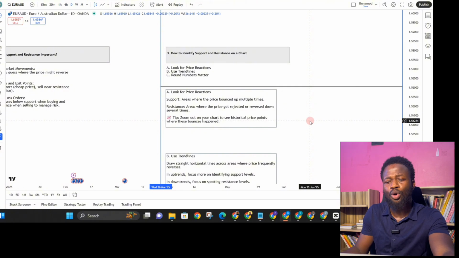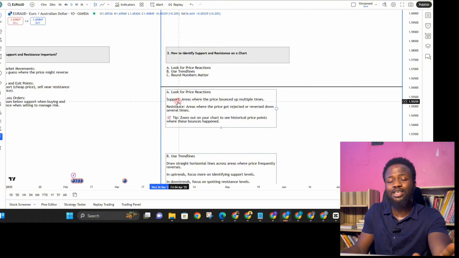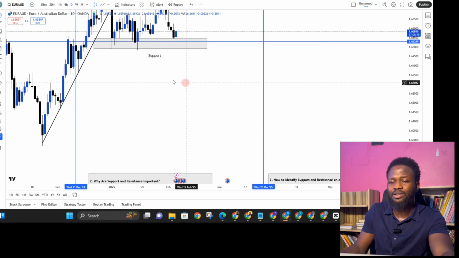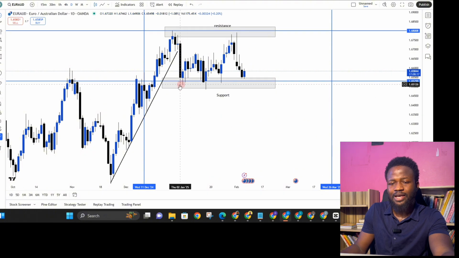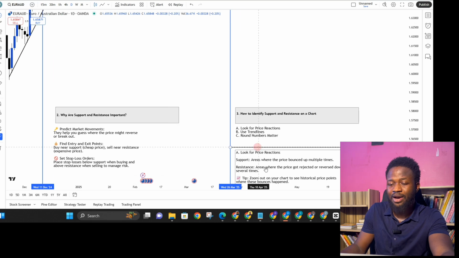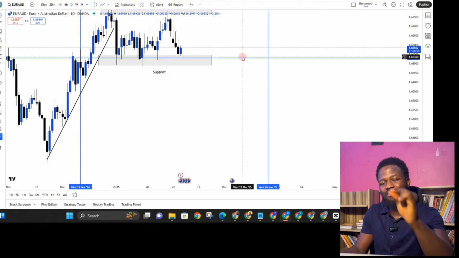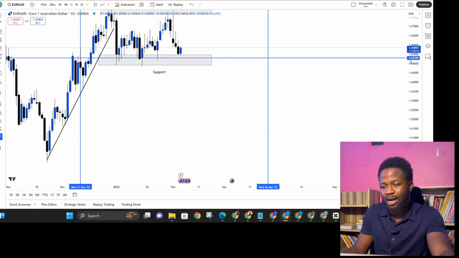So let's pick number one, look for price reactions. For the support, look for areas where the price bounced up multiple times. So let's say if prices bounce off an area, we use the word area, mind you, because it will not be sharp like one particular price. Like this blue line is marked on what price?